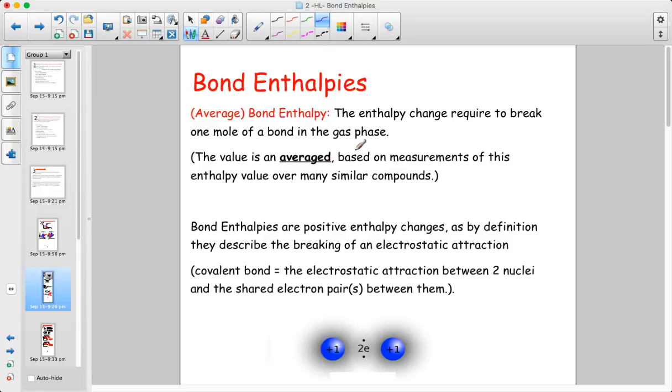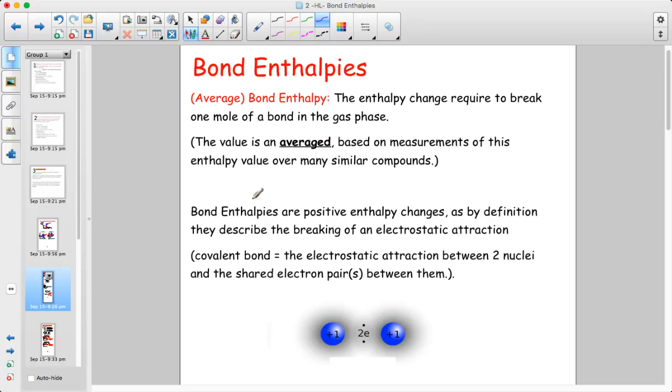Time to move on to bond enthalpies, the point of this video. So average bond enthalpies, or just bond enthalpies, are the enthalpy change required to break 1 mole of a bond in the gas phase. Essentially, it's how much energy does it take to break a bond, but it is measured over a mole of a substance because the energy to break 1 bond is quite small and not really practical. And it's always measured in the gas phase.